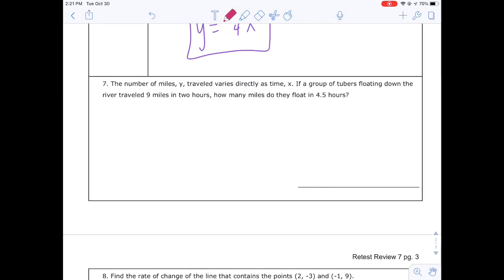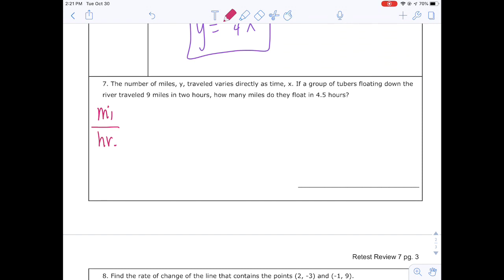Problem 7, miles y varies directly with time x. If a group of birds floating down the river went 9 miles in 2 hours, how long did they float for 4.5 hours? So miles over hours is what I'm dealing with here. Now you have 2 options. The first is to do something like we did on problem 6, come up with your equation and then plug in 4.5 for x. Your other option is to set up a proportion.